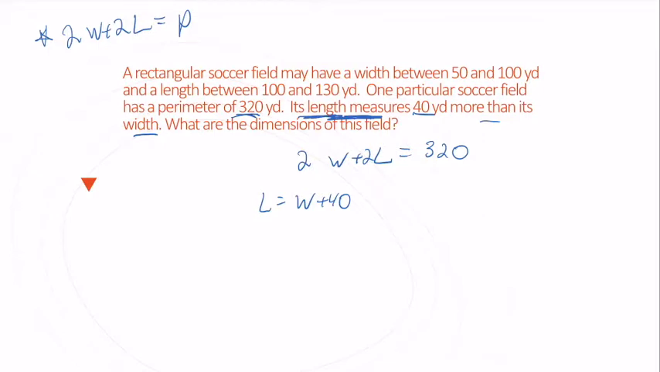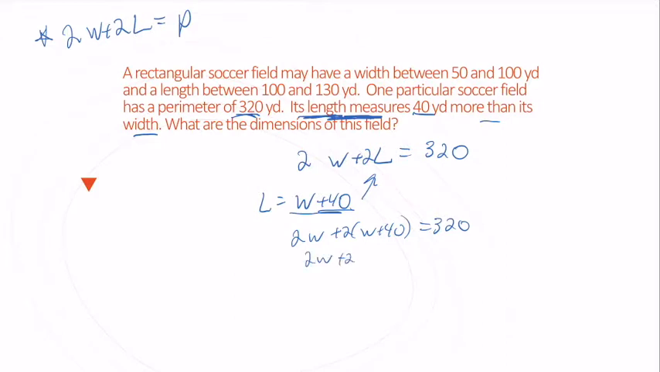We've already solved a problem like this, so you have already technically solved word problems using systems of linear equations, but you didn't know it. I'm so sneaky, right? So what we can do is solve this via substitution. I'm going to substitute w plus 40 for l. So I have 2w plus 2 times w plus 40 equals 320.